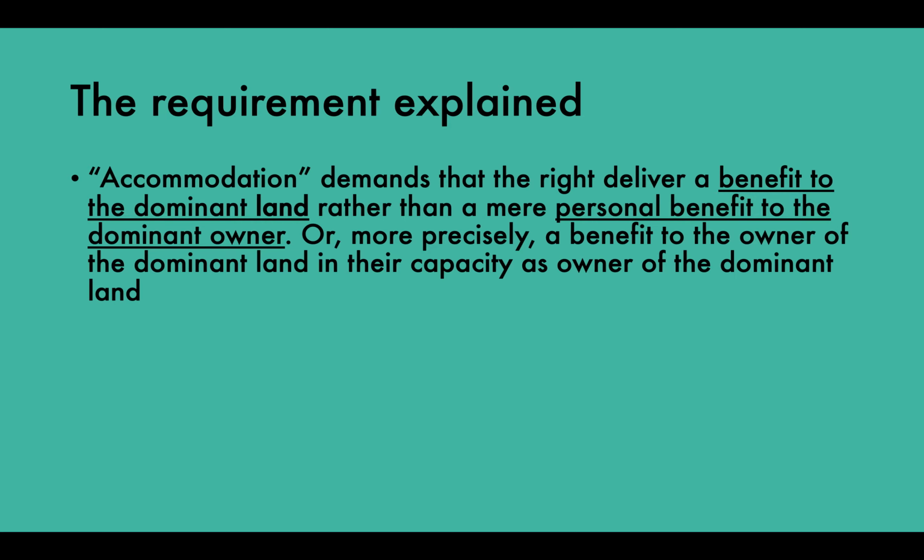But accommodation demands that the right delivers a benefit to the dominant land rather than a mere personal benefit to the dominant owner. As such, the right must, at least in the abstract, apply indifferently to the current owners of the dominant land and his successors in title. So the right cannot just be personal to the person who wishes to have the easement. It cannot be idiosyncratic. It has to benefit the dominant land and thus benefit the successors in title.